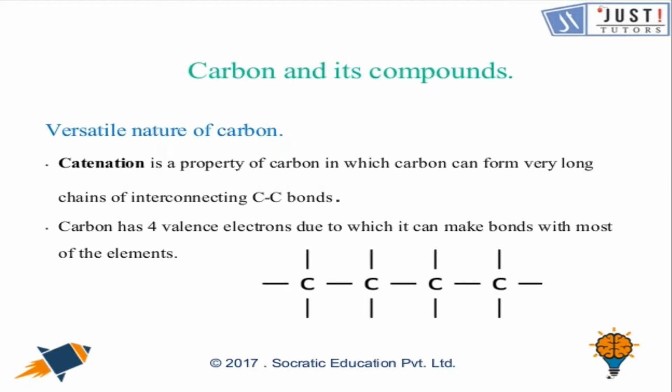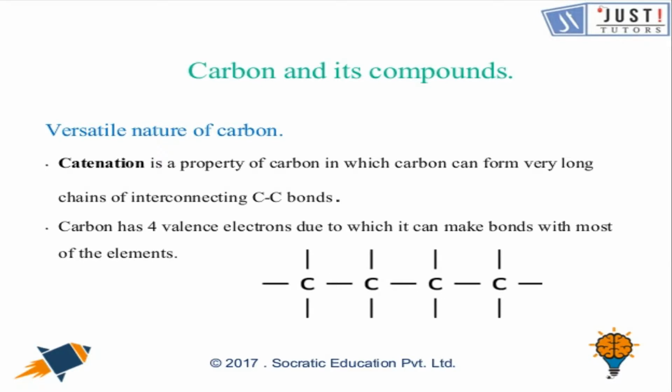So carbon shows one of the important properties, which is called catenation. Catenation is a property in which an element can make a long chain with the same element. Like in the case of carbon, carbon can make a very long chain of carbon atoms. The number of carbon atoms in the chain can be 60 and more than 60 as well.